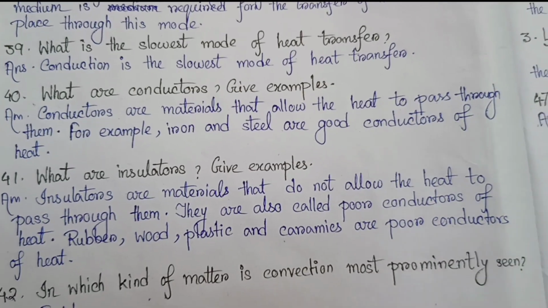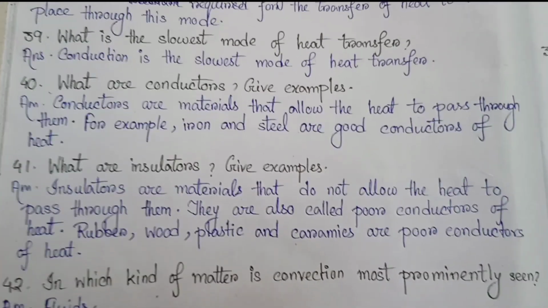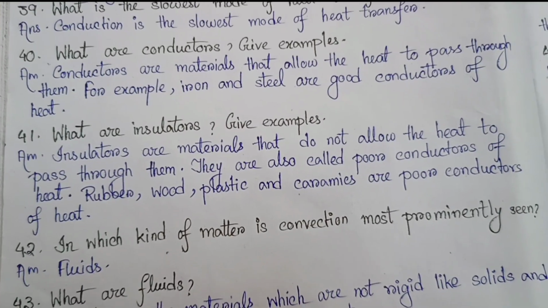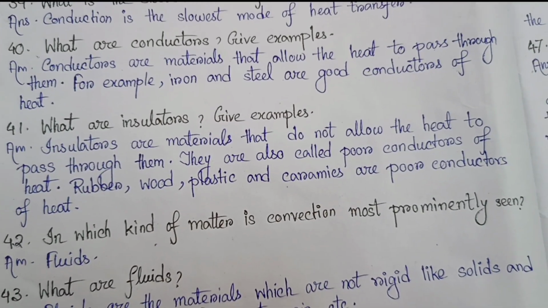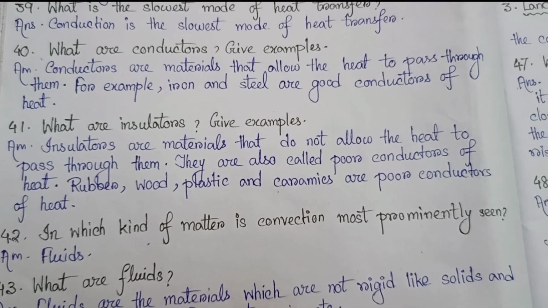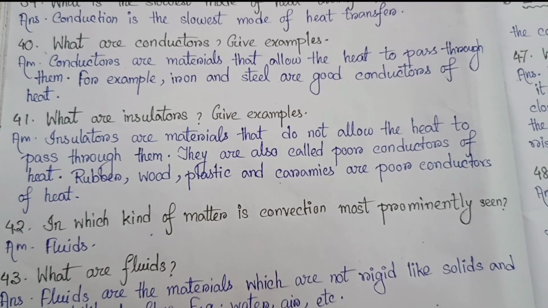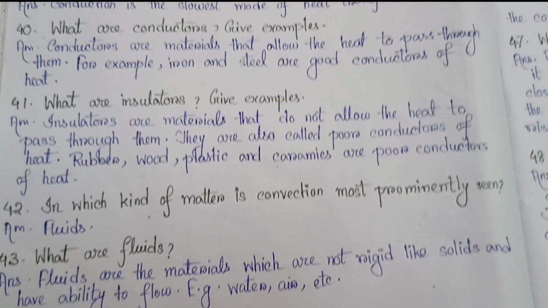39. What is the slowest mode of heat transfer? Conduction is the slowest mode of heat transfer. Number 40. What are conductors? Give examples. Conductors are materials that allow heat to pass through them. For example, iron and steel are good conductors of heat.